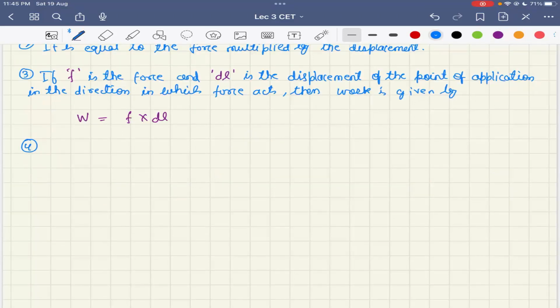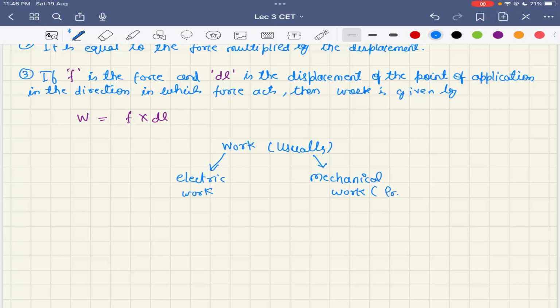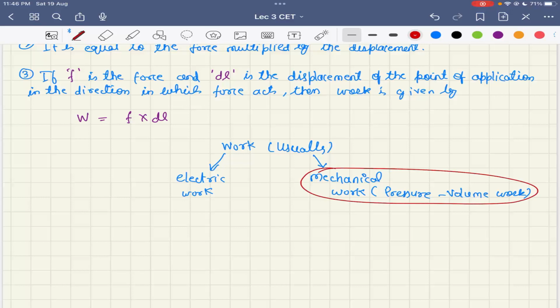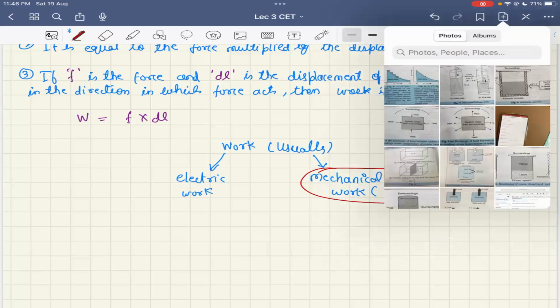So there are two main types of work which generally arise. These are electric work and mechanical work, which is also called pressure volume work. We are mostly going to deal with this mechanical type of work. In order to study this, let us understand it with the help of a picture.